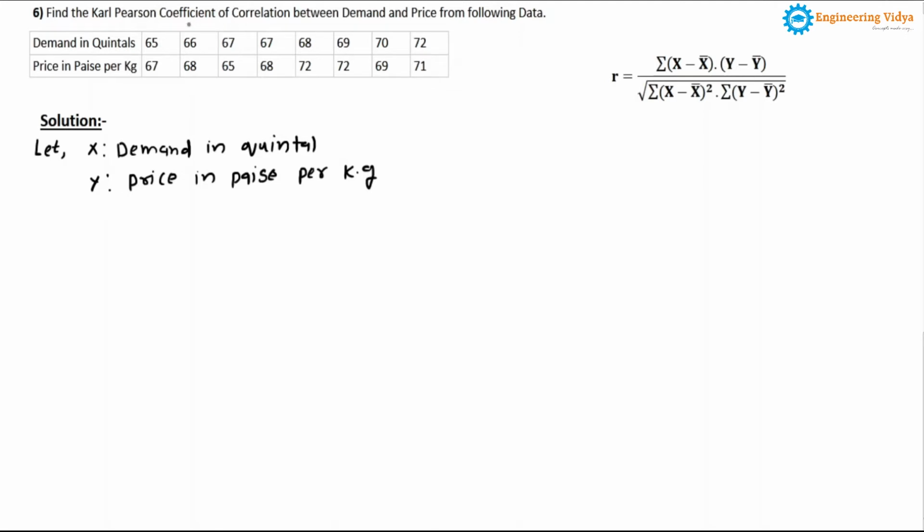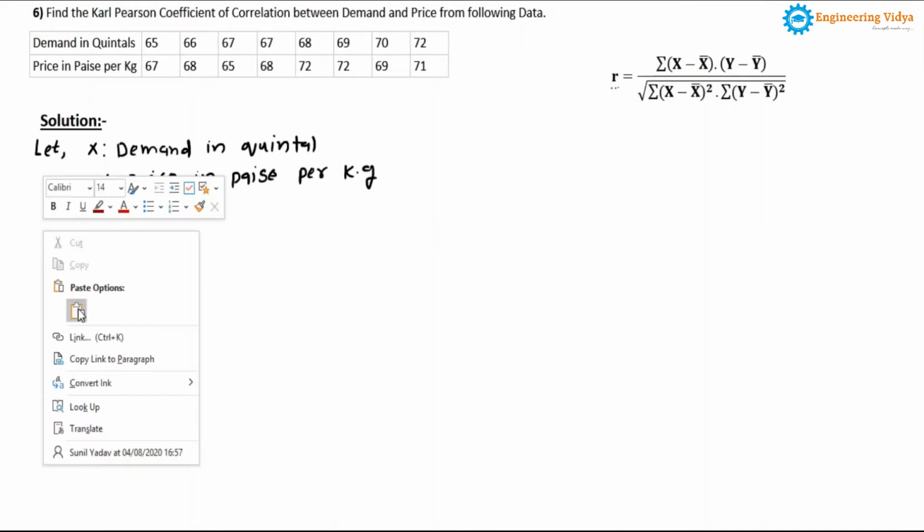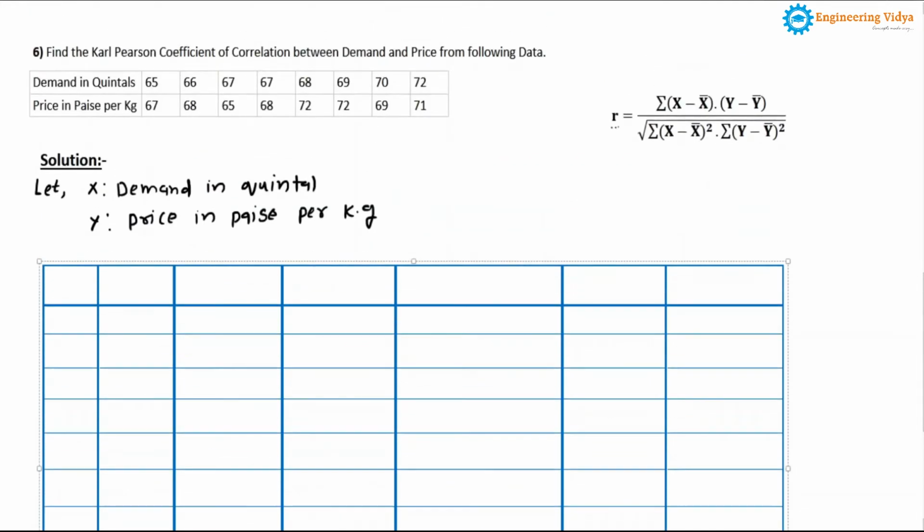To find the Karl Pearson coefficient of correlation, we need to apply this formula. To apply it, we should know the intermediate values like x bar, x minus x bar, y minus y bar, and the denominator parameters. All these intermediate parameters we need to calculate, and to calculate them we'll use a table, right?